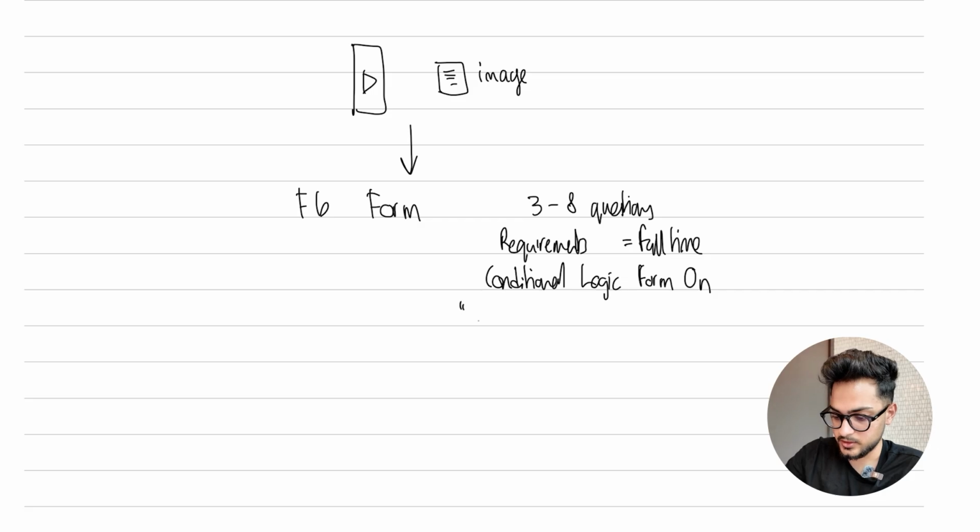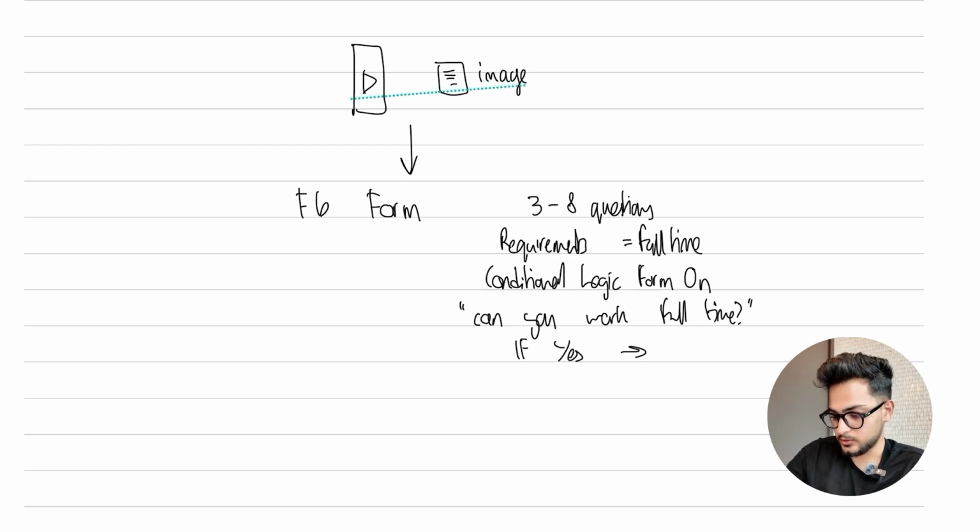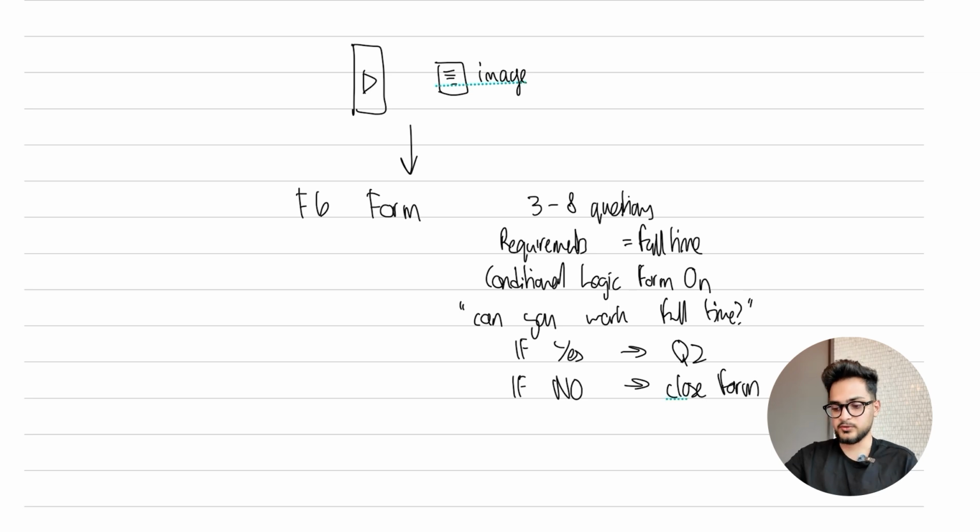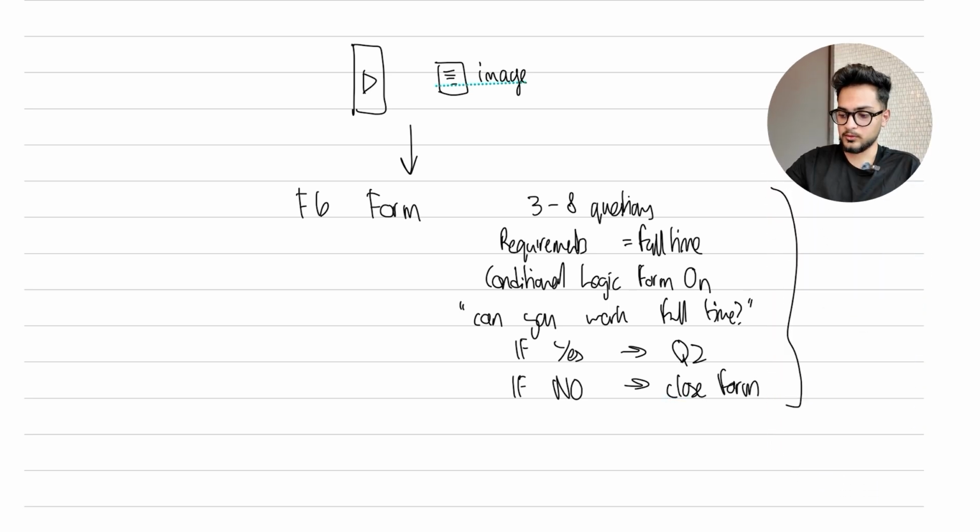So let's say the question is, can you work full time? And then if yes, then go to question 2. If no, then close form. So this is basically what the whole conditional logic form looks like. And then you can pretty much add 8 of these. Of course, don't make every single one of them conditional logic. Have like 2 to 3 of them max, which is a dead-on requirement for you.